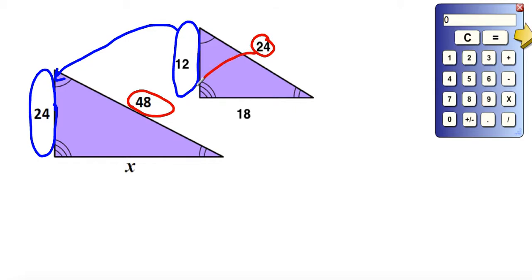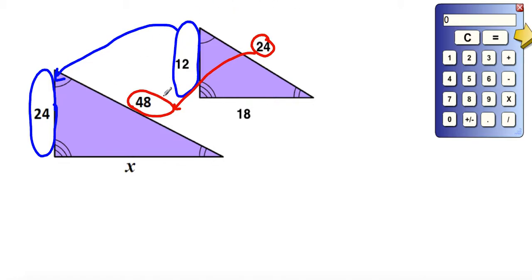And if I multiply this direction, I need to know the scale factor, which is going to be the same scale factor as this. I want to know the scale factor that will help me multiply 24 by that scale factor in order to get 48. So I'm going to show you both ways in this example.